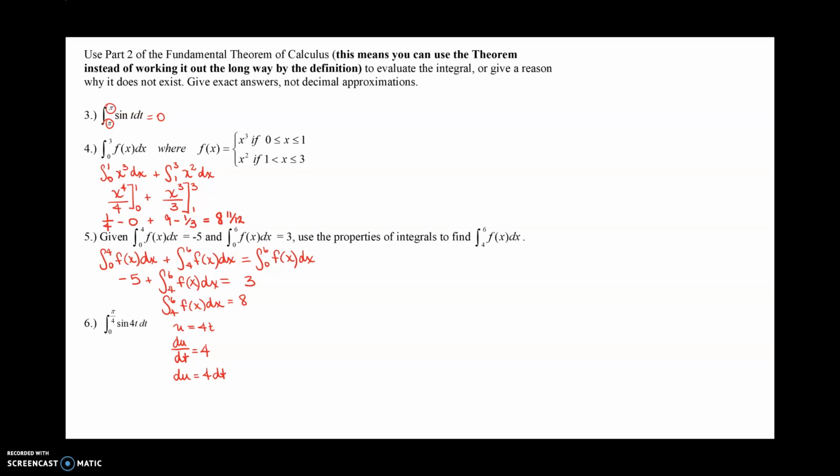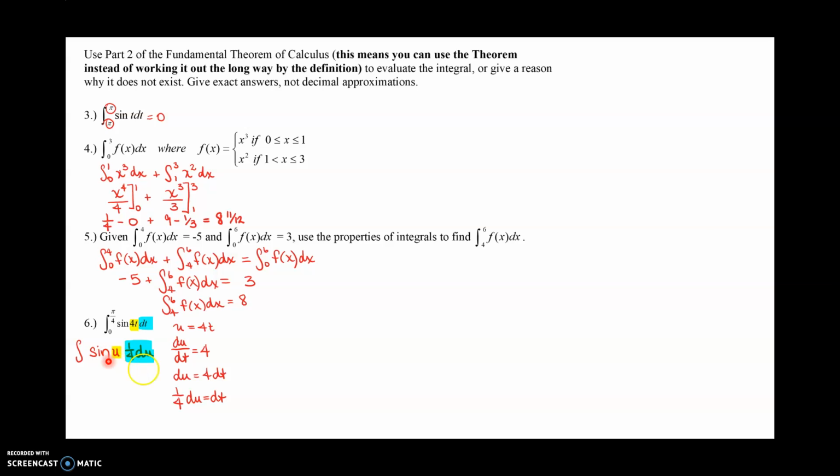So if we come back over to our problem, then we can see that we're going to replace 4t with u. So that's going to be sine u. And the only thing that leaves me is dt, not 4 dt. So I've got to get rid of that 4. So the way that I get rid of that 4 is I'm just going to divide both sides by 4. So 1/4 du will be dt. So I've replaced 4t with u. I've replaced dt with 1/4 du. So I can pull that 1/4 out in front if I want to.